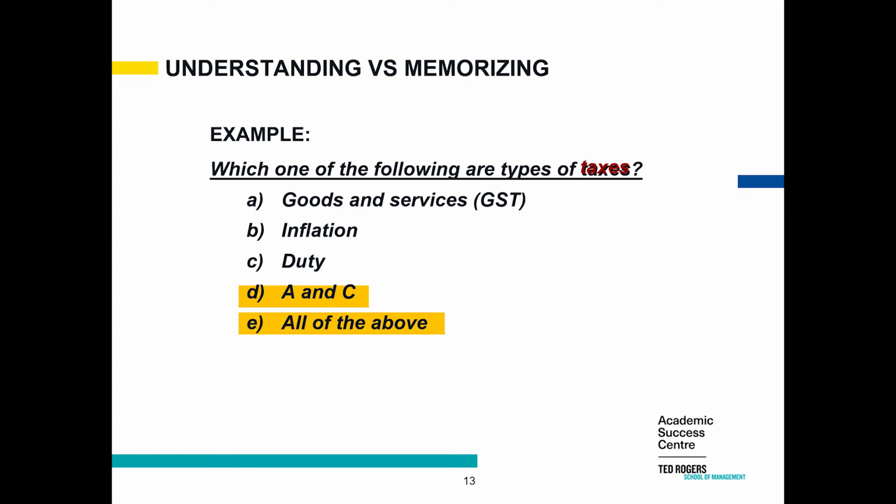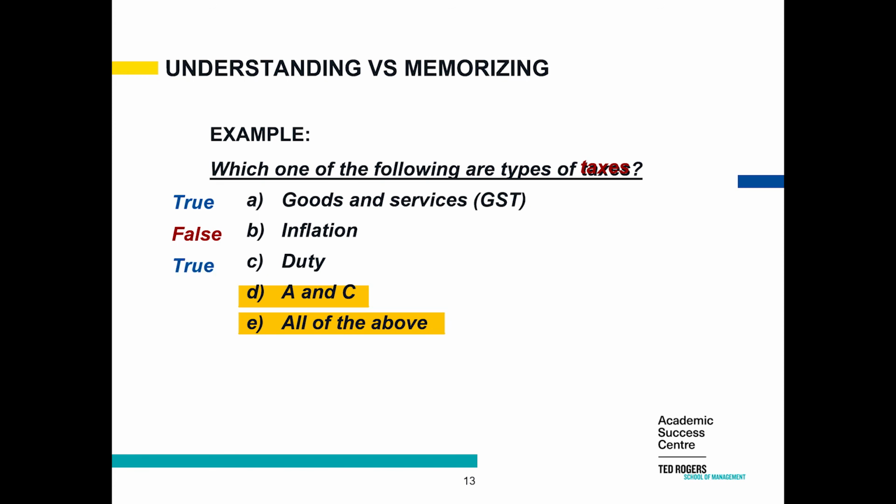Option A, GST, is true because GST is a sales tax. Option B, inflation, is false because inflation is not a type of tax. Rather, it's a sustained increase in the general price level of goods and services in an economy over a period of time. So we move on to option C, duty.